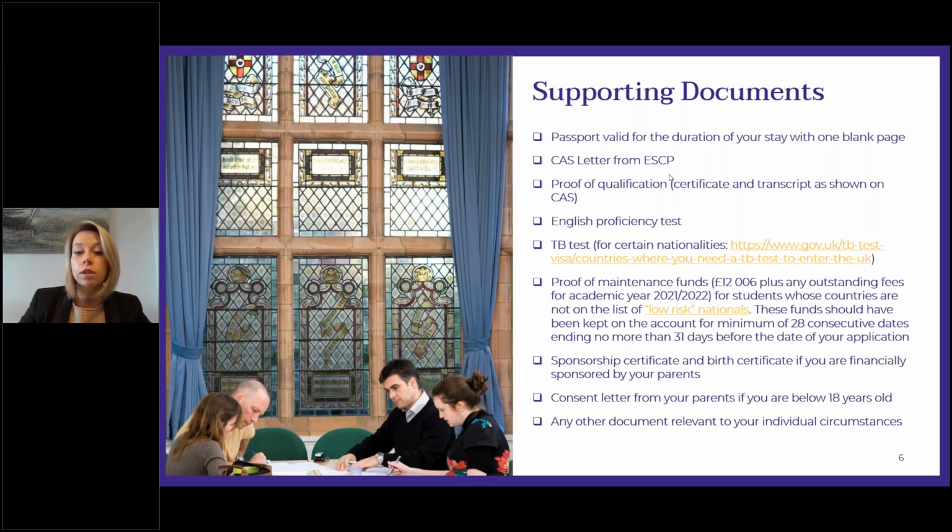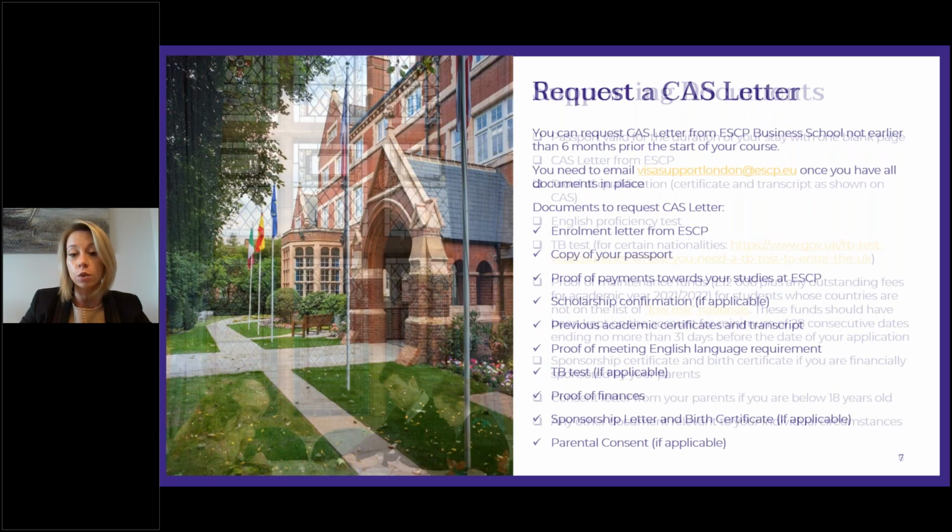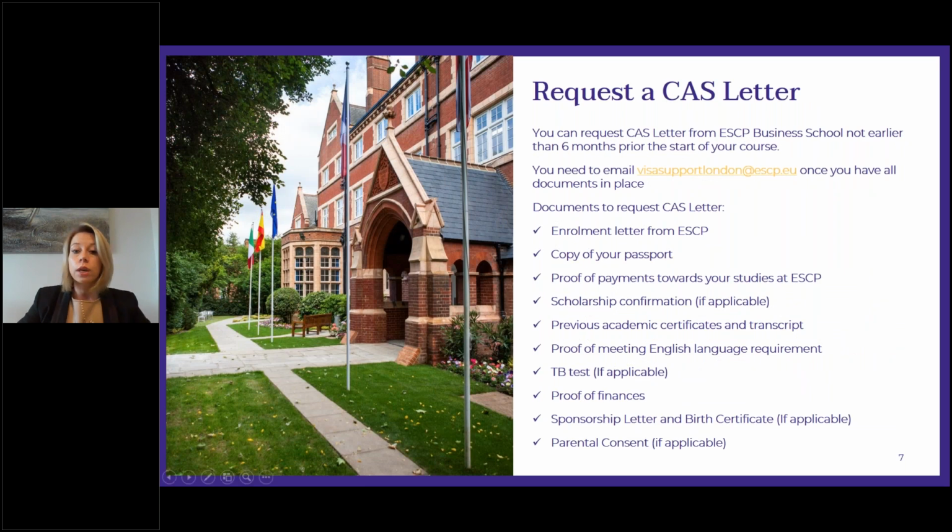And I have several times mentioned that you need to obtain a CAS letter from ESCP. Now I will tell you just a little bit more about the CAS letter and how and when to request it. So the CAS letter can be requested not longer than 6 months before the start date of the course. But we still advise you to request the CAS letter once you have all the documents ready, because the CAS letter will not be issued to you unless you have all the documents as per the checklist.